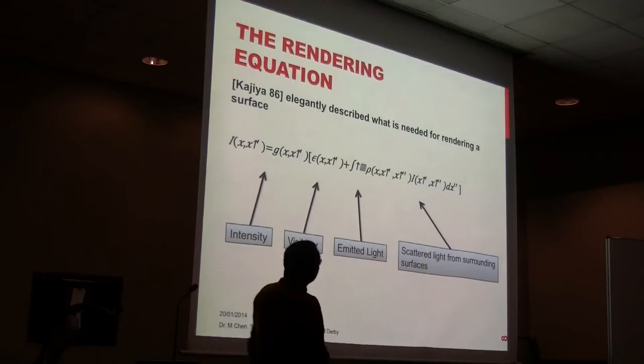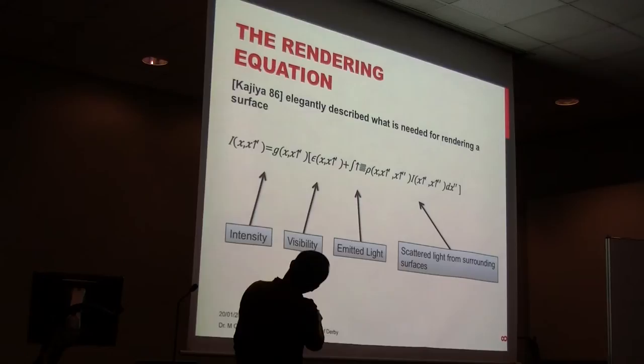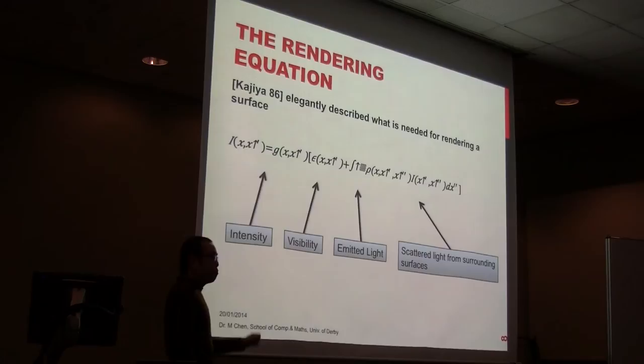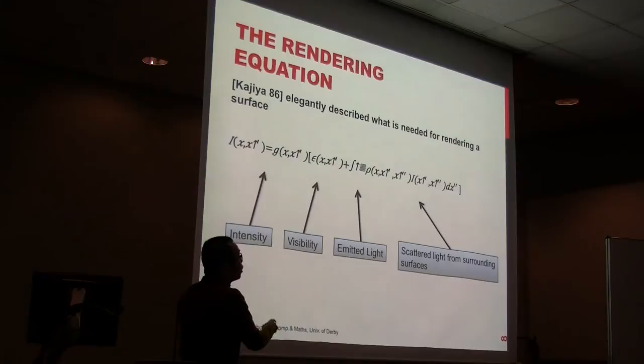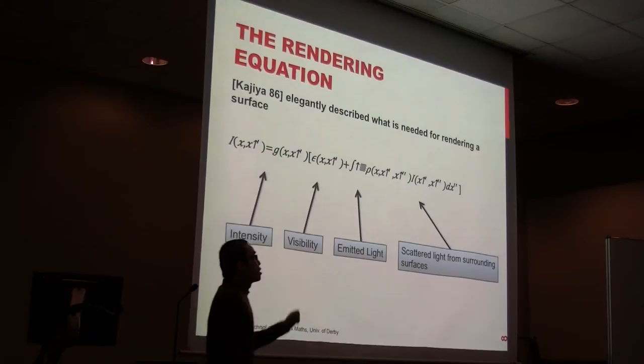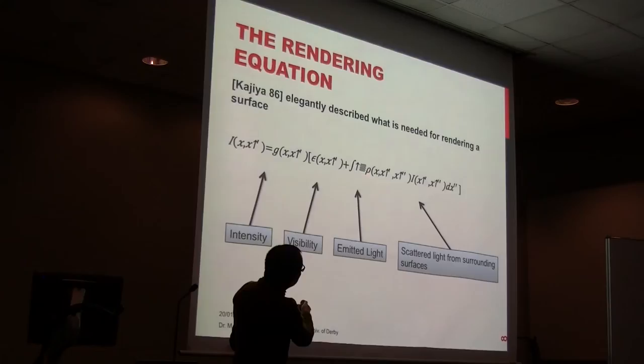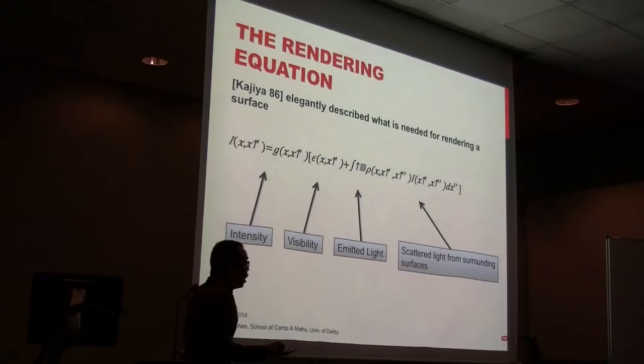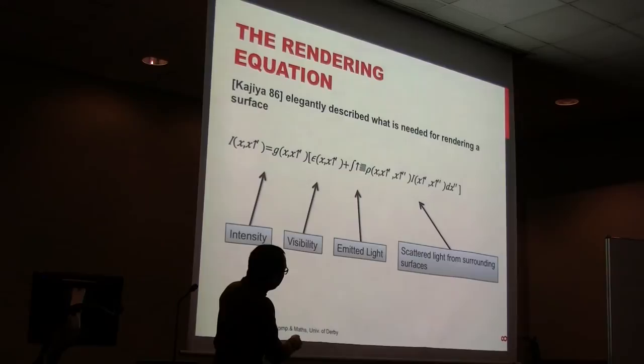And the last bit, the one with the integral here, is actually where all of today's game engines, today's rendering engines go towards. This is actually the global illumination term. If you consider an environment, the lighting on a particular point in the environment does not just come from the light source itself, it actually comes from the light that's scattered off from neighboring surfaces. I'll show you a picture of why this is important. So this term rho is actually scattered light from surrounding surfaces.